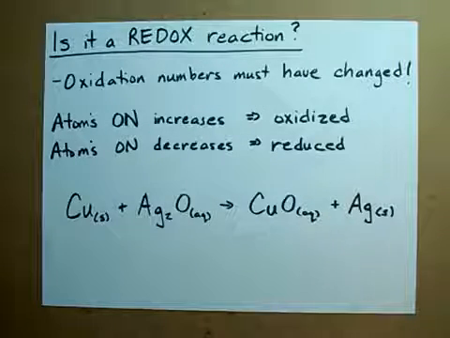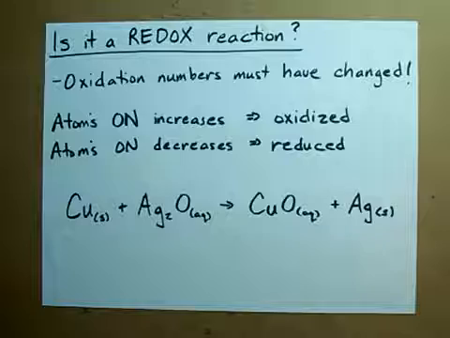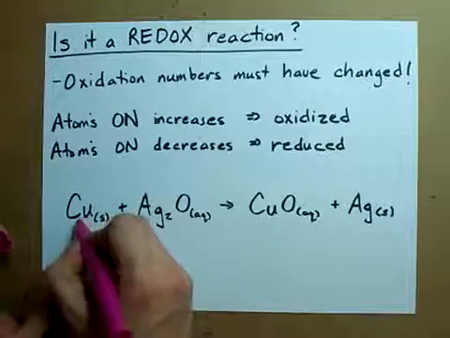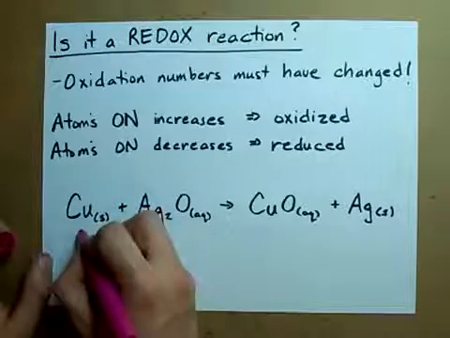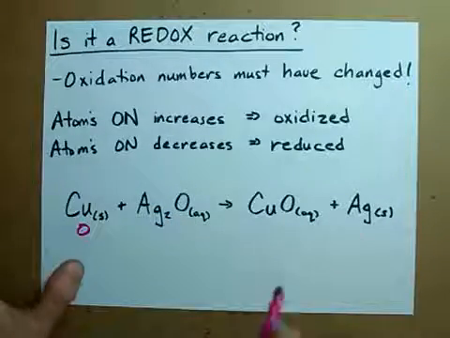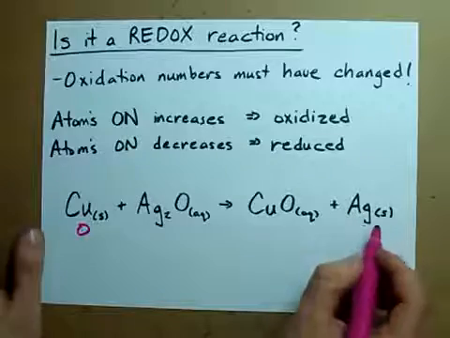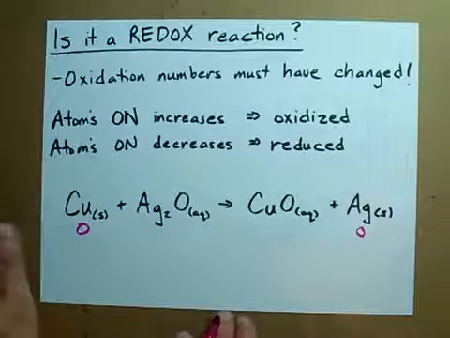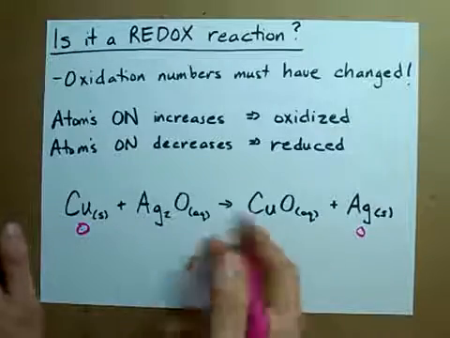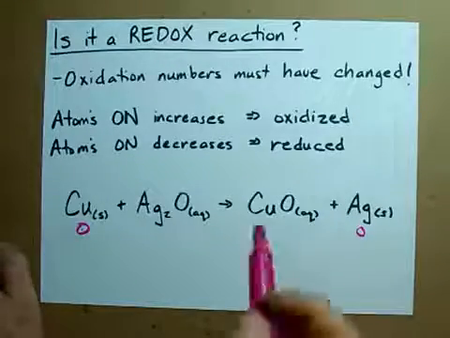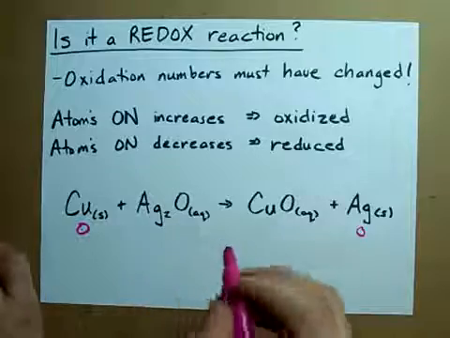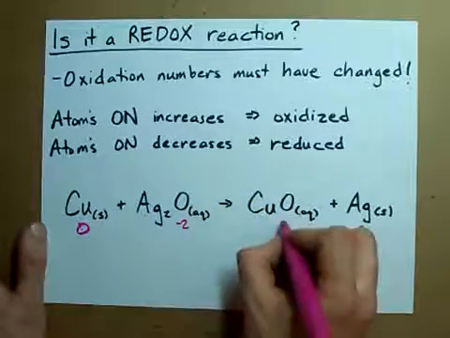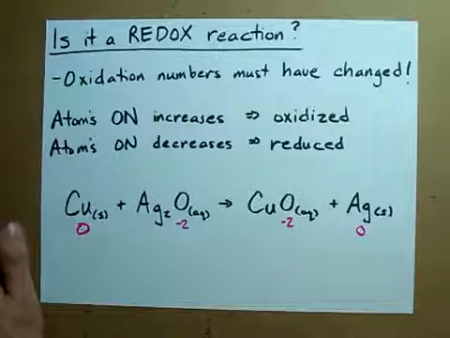Do you remember the rules for assigning oxidation numbers? Elements are always 0. This is just metallic copper, just the element. Oxidation number 0. Same with silver, just an element, 0. Hydrogen's always +1, but that's not an issue here. Oxygen's always -2. So this oxygen's probably -2, and this oxygen's probably -2.